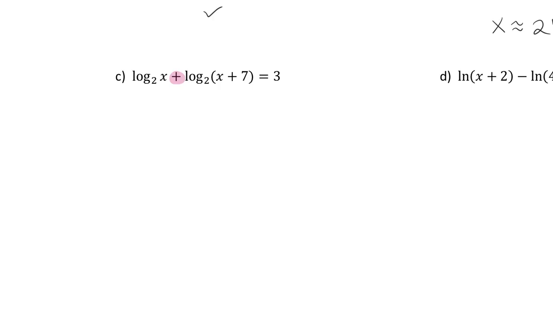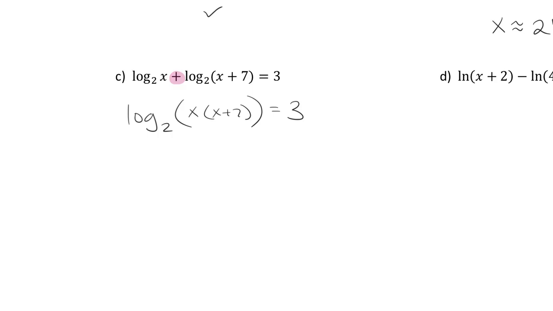Multiply. If you're like, where are you getting these rules from? It's from your reference sheet that I gave you. The product property of logarithms says if we are adding logarithms together, we can multiply. Multiply, add, divide, subtract, power to the power, multiply. So we can rewrite this as log base 2 of x times (x plus 7) equal to 3.